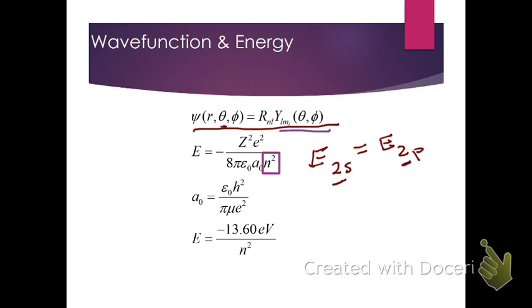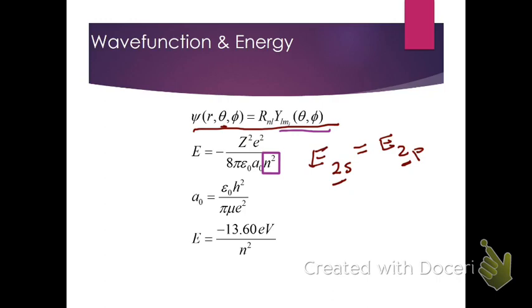Now that may seem odd because you learned in general chemistry the Aufbau principle and that the 2p orbital is higher in energy than the 2s orbital. How can that be? Well, we're going to find out in the next video that things change when we add more electrons to the system.